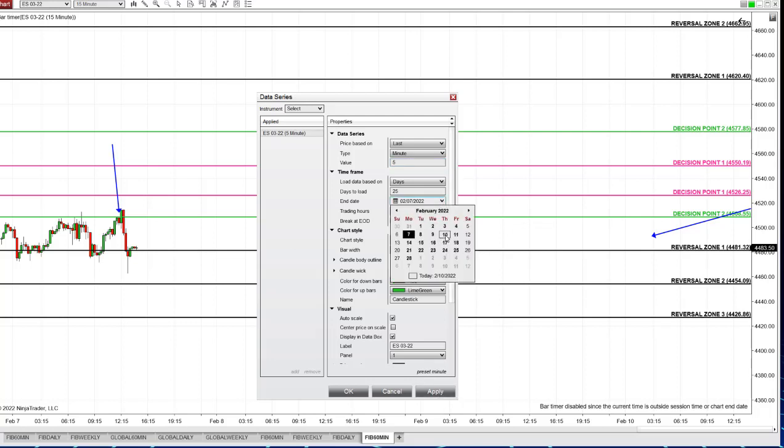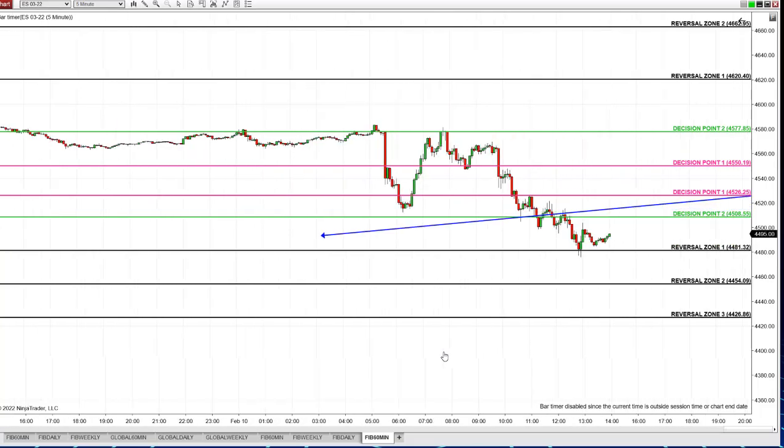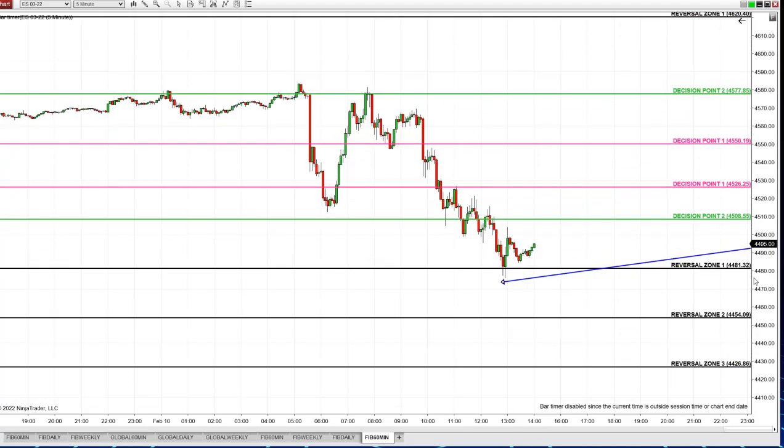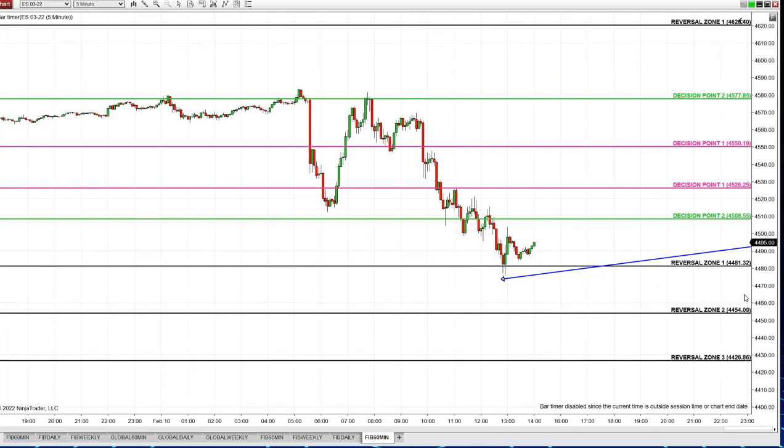Here's the market this morning, February 10th. Skyrocketing at the open, collapsing again. It's a reversal zone. There is no surprise, all precise. Not the place to short into, the place to buy from. Correct? So let me show you it playing out with the software right now.